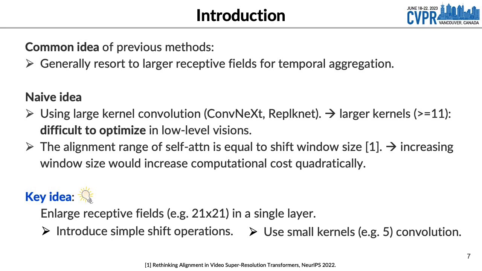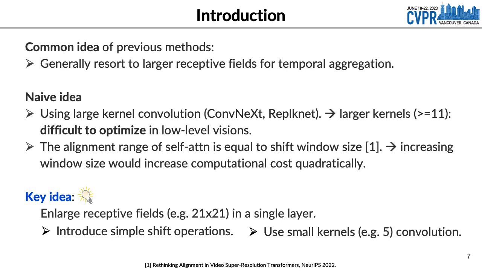There are two naive ideas. The first one is to use large kernel convolutions. However, extremely large kernels are still difficult to optimize in low-level vision. The second one is increasing the shift window size of self-attention, which would increase the computational cost quadratically.